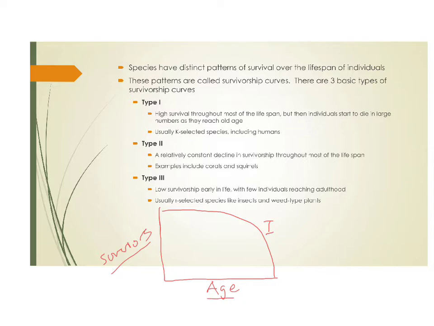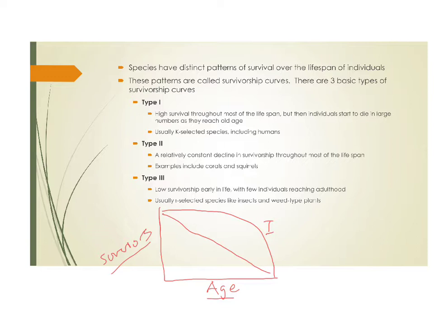Type 2 is a relatively constant decline in survivorship. It tends to be kind of a straight line that goes like this. Examples of this include corals, squirrels, dogs and cats, actually. Domestic dogs and cats show a type 2 survivorship curve where the rate of death is relatively constant throughout the lifespan of the individuals.